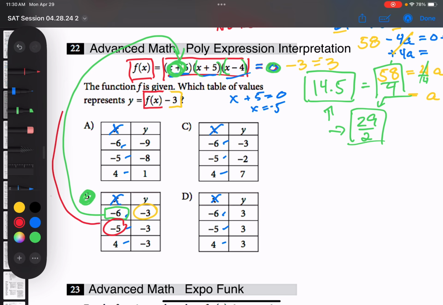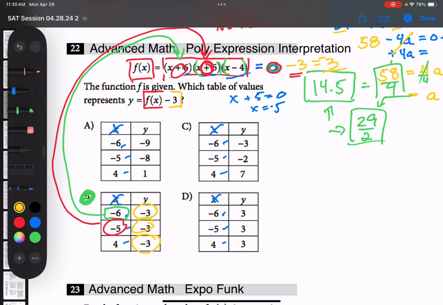If I plugged in negative 5 into the original equation right here, I'm going to get negative 5 plus 5, which equals a fat 0. If I multiplied it by x plus 6, I'm still going to get 0. And then what's 0 times x minus 4? It would equal 0. But I have to subtract 3. And what's my final answer going to be? A negative 3 again. Get it?